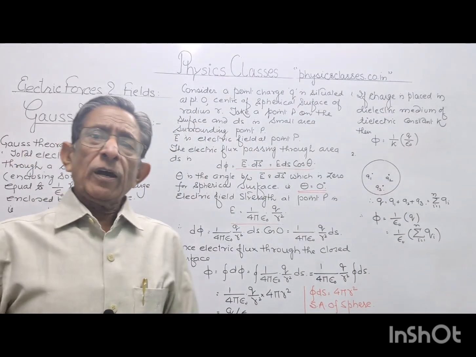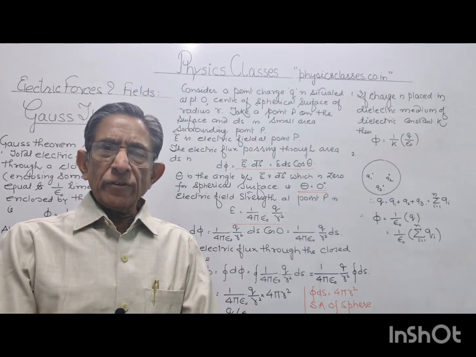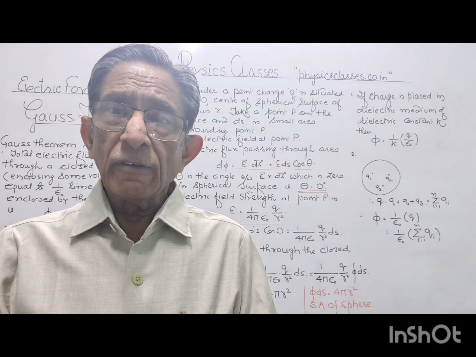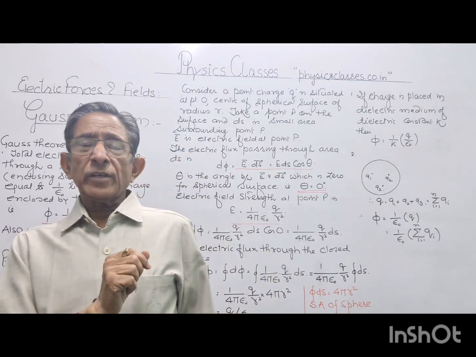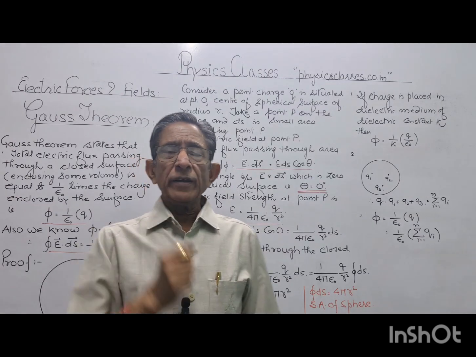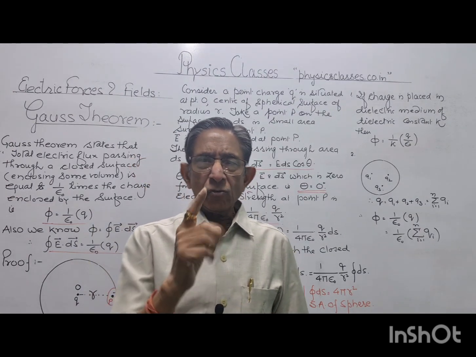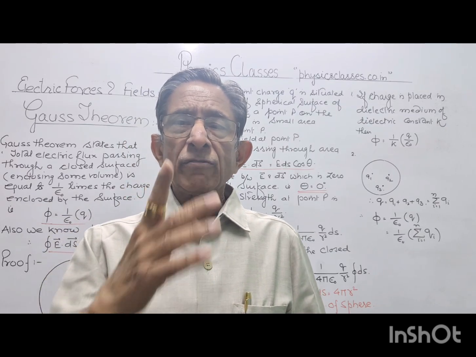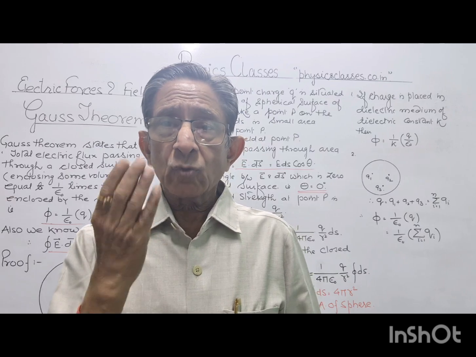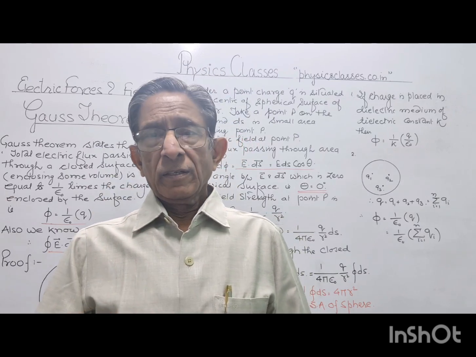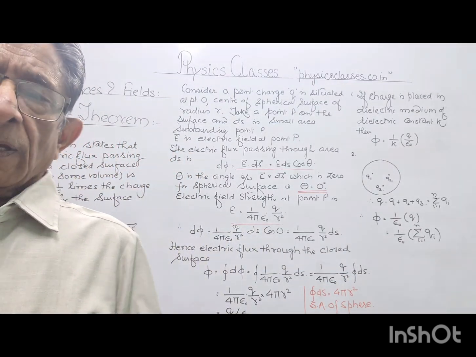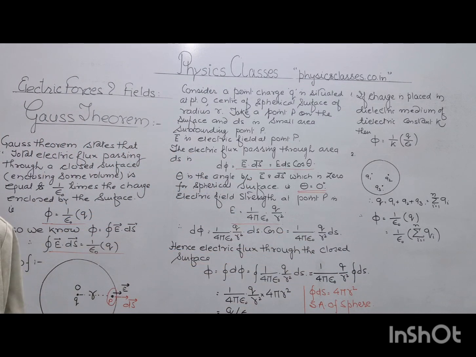So if more than one charge is present within the Gaussian surface, we shall take the sum of all the charges. Remember, when you are going to take the sum of the charges, you will take the sum with sign. Suppose one charge is 2 microcoulomb, another charge is 3 microcoulomb, and the next charge is minus 1 microcoulomb. So what is the total charge? 2 plus 3 minus 1. The result Q will be equal to 4 microcoulomb. So in this way, you can calculate the flux passing through a closed surface using Gauss theorem.